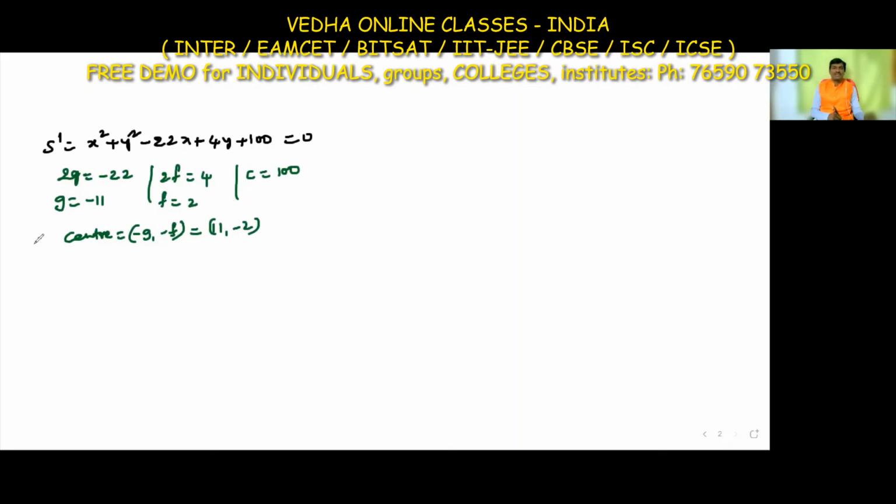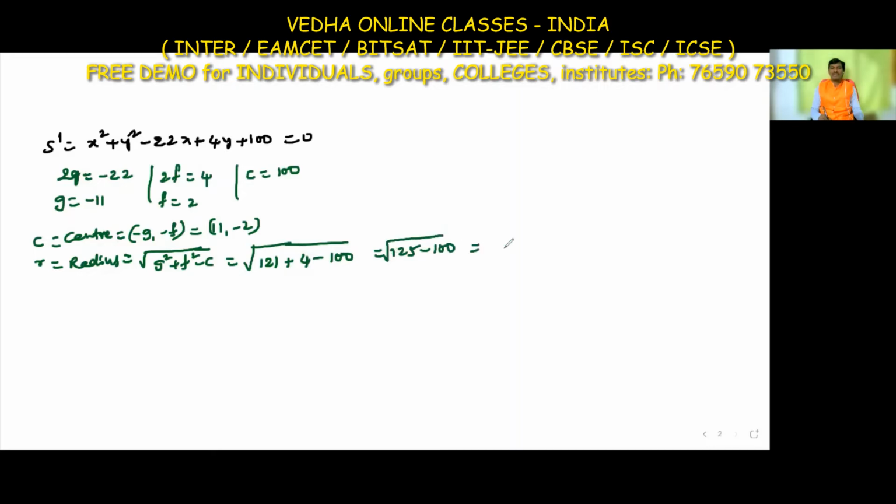I am writing this one also as C and the radius as R. So the radius R is equal to the square root of g square plus f square minus c. What is g square? Minus 11 whole square, 121. 2 square is 4, minus c, minus 100. 125 minus 100, what is that? That is 25. What is root 25? We can write 5 square, square root cancels, so we get 5. This is the radius of the circle.